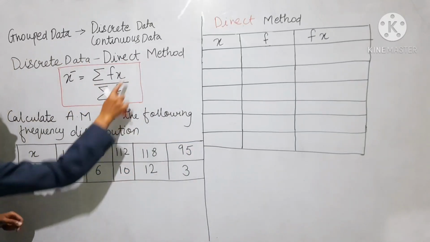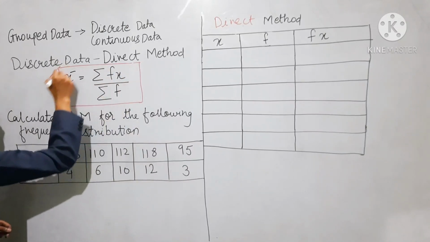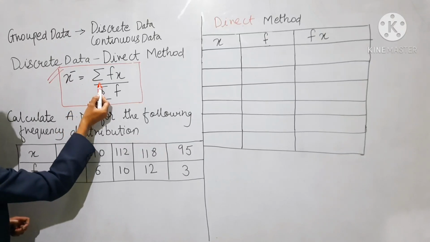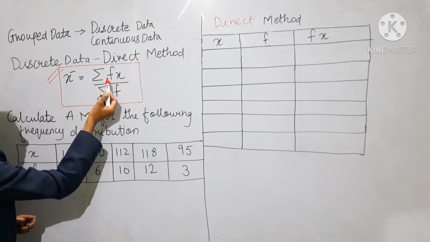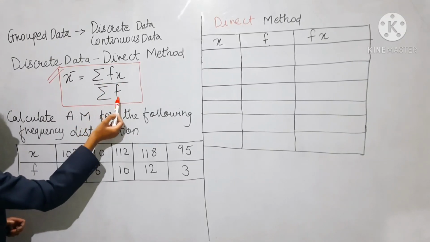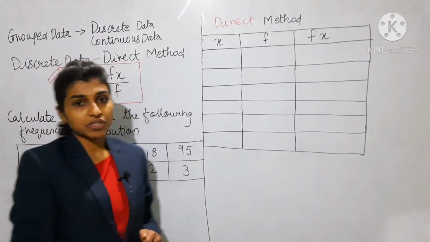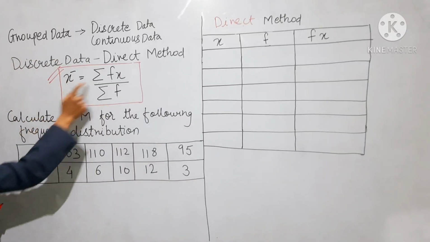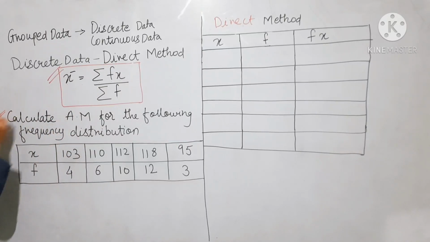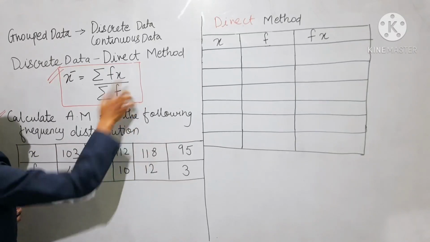So first we'll see direct method. Now to calculate arithmetic mean by direct method, this is the formula. x bar, meaning arithmetic mean, is equals to summation, sigma means summation, of fx, f means frequency and x means observation, divided by summation of frequency. Or you can call it summation of number of observations also. So this is the formula to calculate arithmetic mean by direct method. Now this is the example. We'll see the example so you will understand how to find arithmetic mean by direct method.